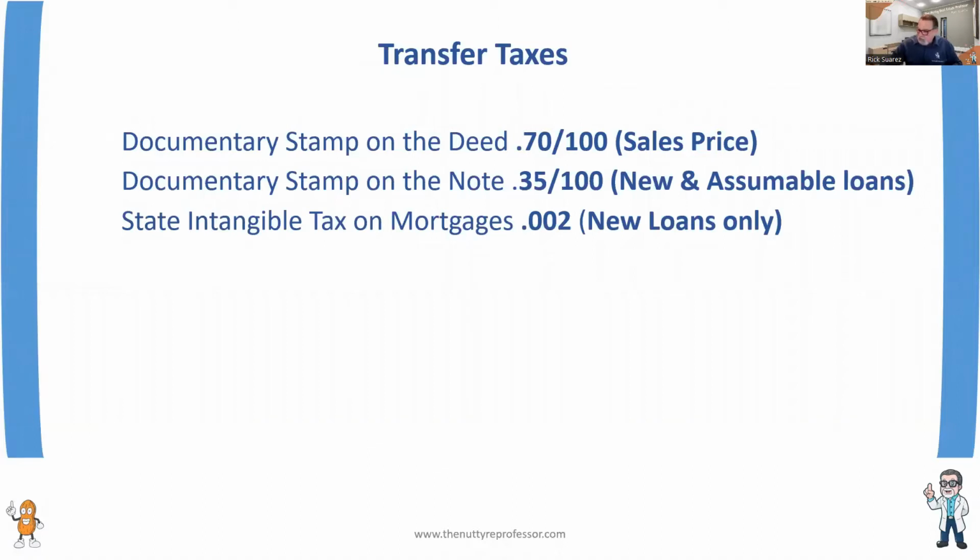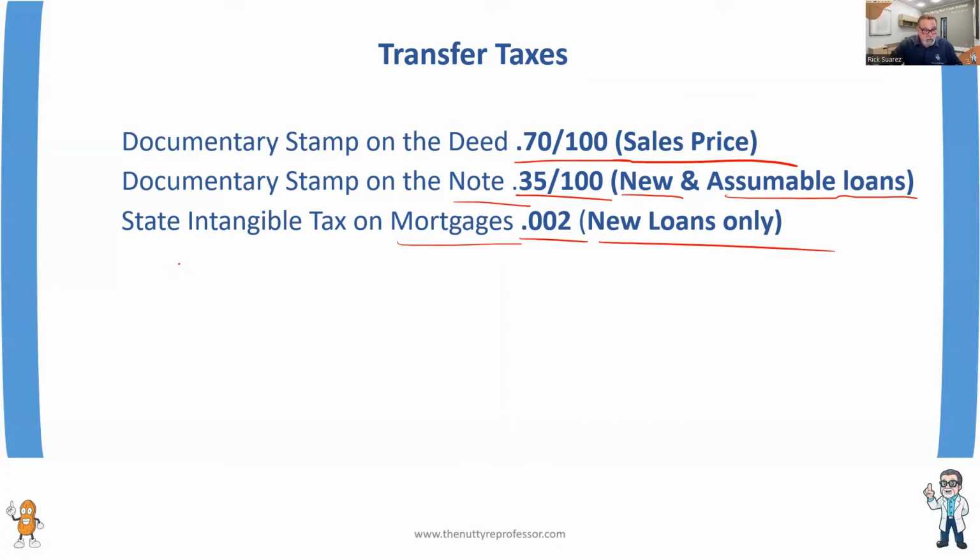All right, so today's class is going to be about transfer taxes. And of course, there are several math concepts you need to learn. First one is going to be documentary stamps on the deed. This is based on the sales price and is 0.70 divided by 100. The documentary stamps on the note is 35 cents divided by 100. That is for new and assumed loans only. And then the intangible tax on the mortgages is 0.002 based on new loans only.